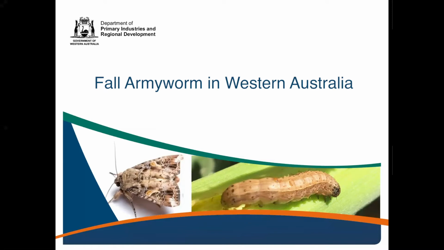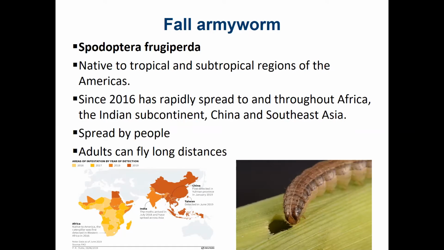The fall armyworm is the common name used for the insect called Spodoptera frugiperda. This insect is native to tropical and subtropical America, and even in its native range, it has been considered a pest in maize, cotton, and other crops that are grown in those regions. In 2016, it was accidentally introduced into Africa, where it spread rapidly across the continent. It then moved to India, China, and Southeast Asia. So within a 3-year period, it moved over vast distances across the world.